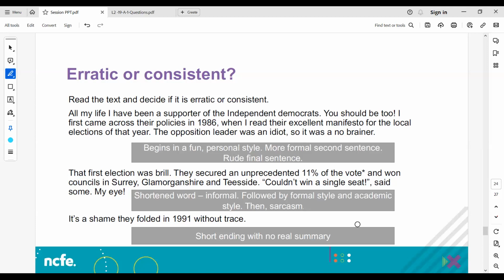And then it's just got one sentence ending, there's no summarising, and it doesn't really give any explanation about why they folded without a trace in 1991. And also it's a new piece of information, which isn't really how we summarise. We should be summing up the information we've already given. So it's very erratic. Okay, the style is all over the place. It's got lots of different styles in one short piece of text. So it's erratic. Okay.